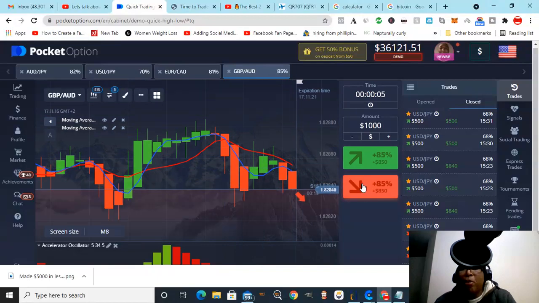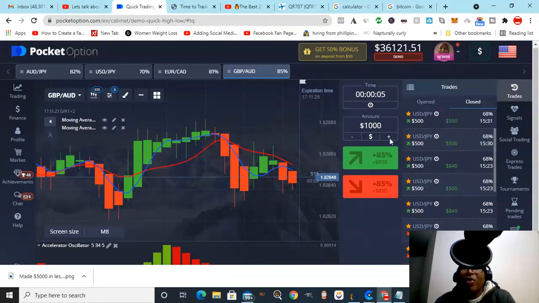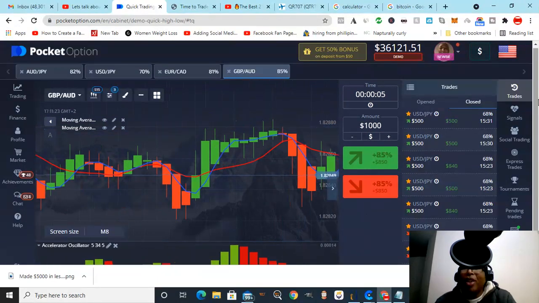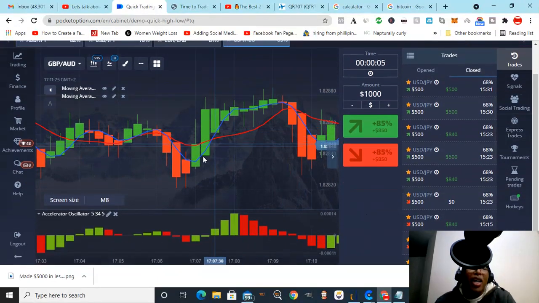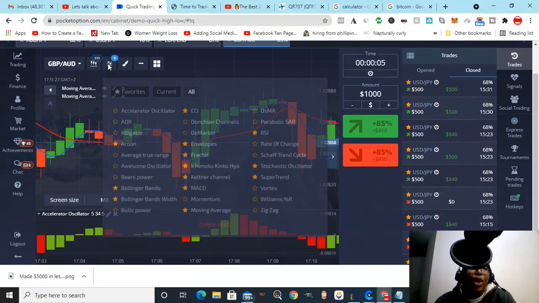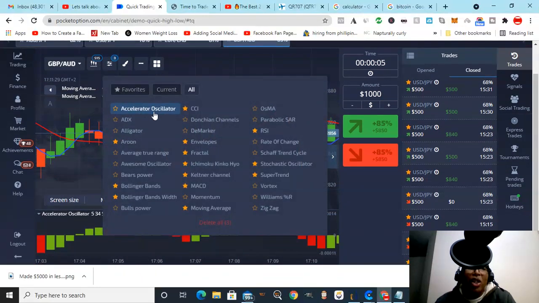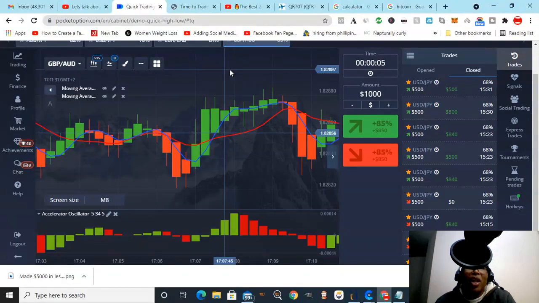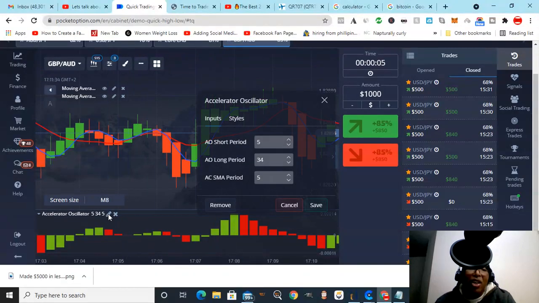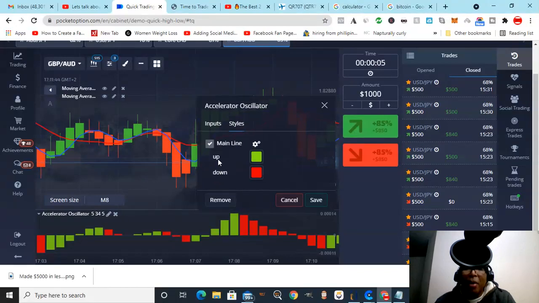The next indicator is found on Pocket Option. It's called the Accelerator Oscillator. It's right here, the first one. Now, I use the default settings. I don't change anything. The AO short period is 5. The AO long period is 34. The SMA period is 5. The styles are the same. Up is green, down is red. Now, that refers to the bars here. You can see the oscillator has these things that look like candles here. They just look like the candles here. So there's a green one, there's a red one.